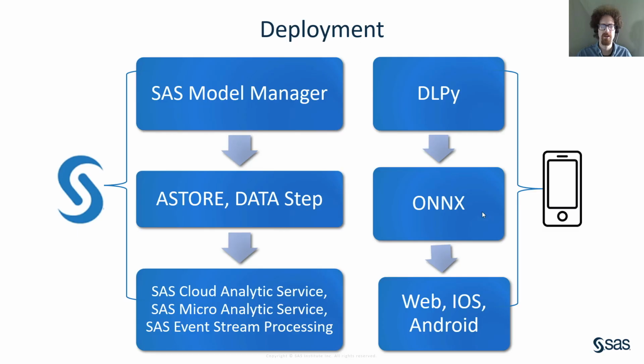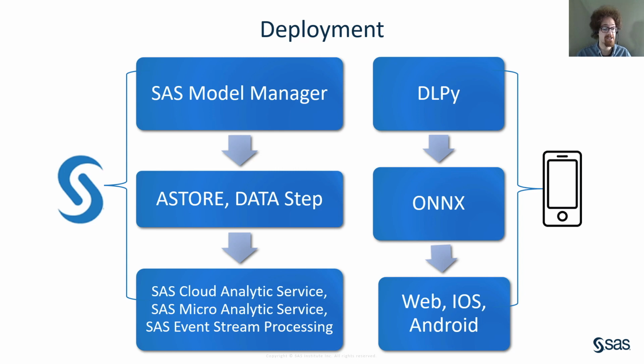Thanks. To wrap up, I wanted to point out a few other deployment options. We registered our models into SAS Model Manager. We published it as an A-store file into SAS Microanalytics Services. We could have also registered our model and published it as data step score code, and we have a couple of different publishing locations. SAS Cloud Analytics Services is basically just publishing it into the SAS Viya server to score on the SAS Viya server where we trained the model.